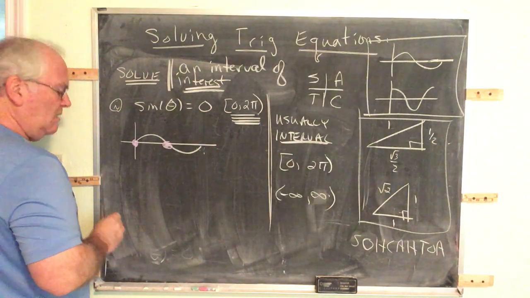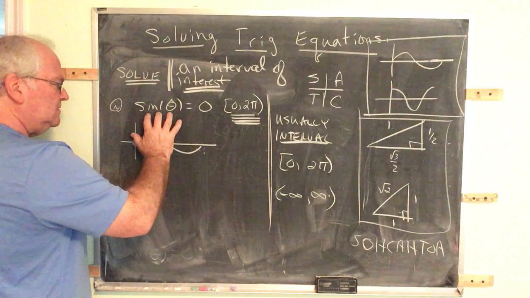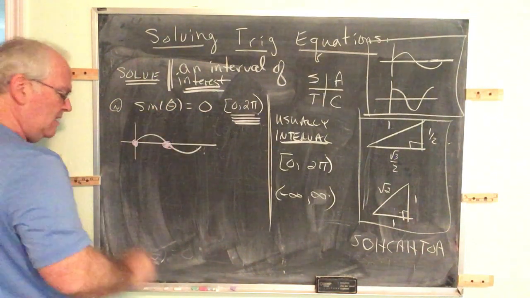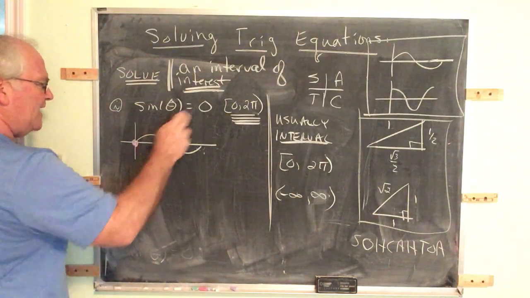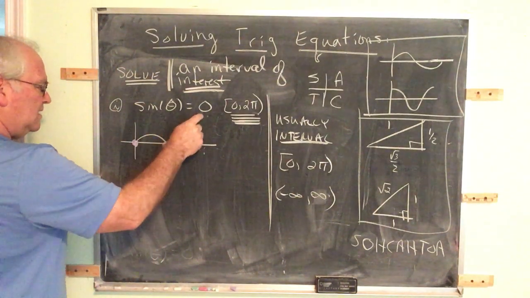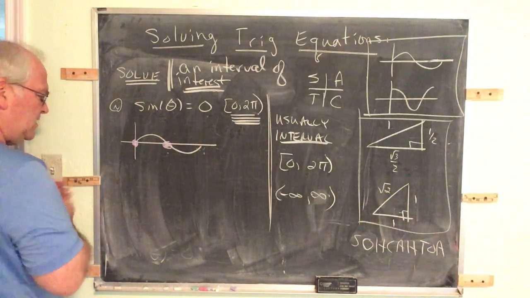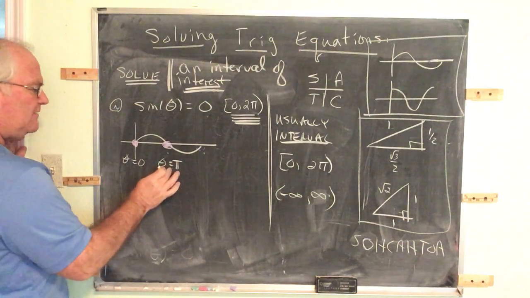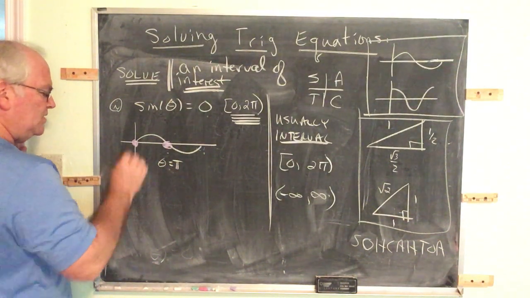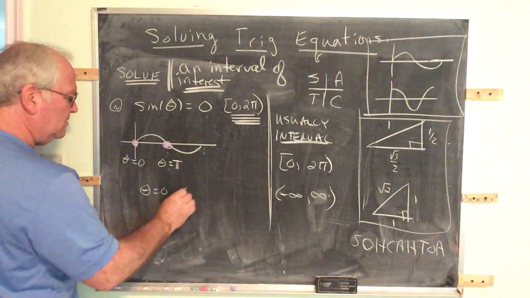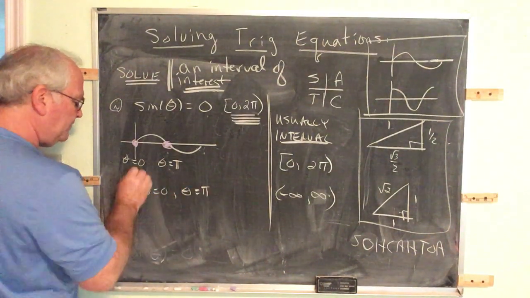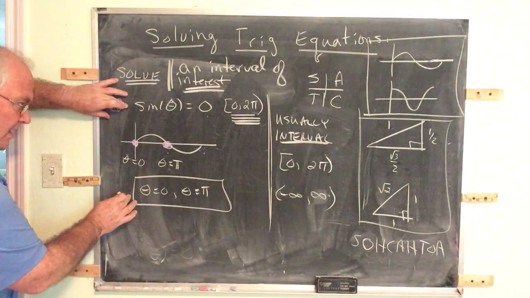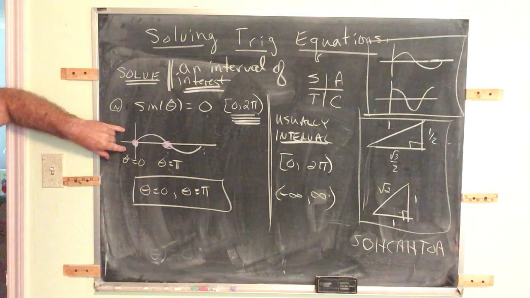So, we want to find all the values of theta, which when you substitute here, sine of that number is 0. Well, since the curve intersects the axis at 0, so this is theta equals 0, this is theta equal pi. So the two solutions are theta equals 0, theta equal pi. That's it. There is no work to show. In fact, you don't even need to write this down as far as I'm concerned.